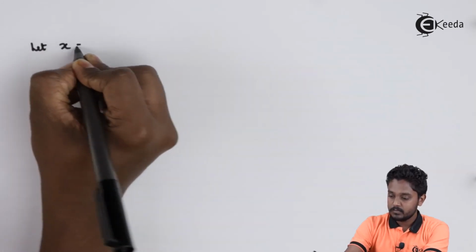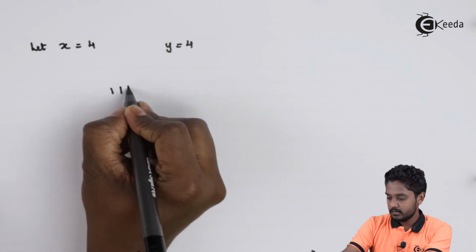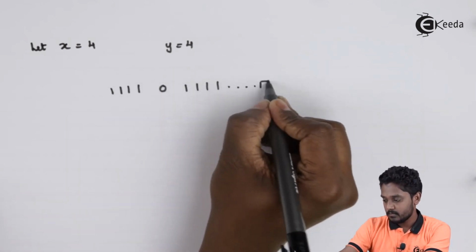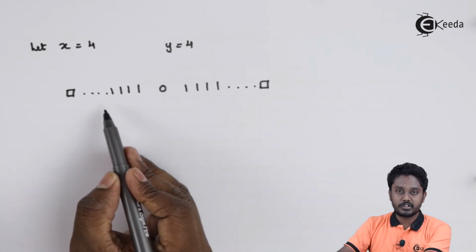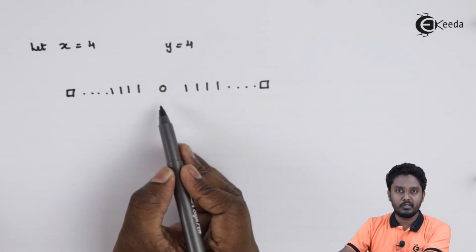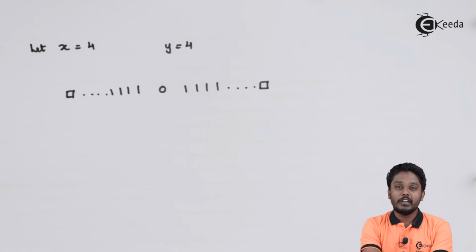Initially, let us take both numbers x and y as unary 4. The representation on the tape would be something like this. It would contain blank symbol from both left and right. Input starts with 4 ones, followed by a 0, followed by again 4 more ones. Now, let us use instantaneous description notation to run this particular string with this Turing machine.